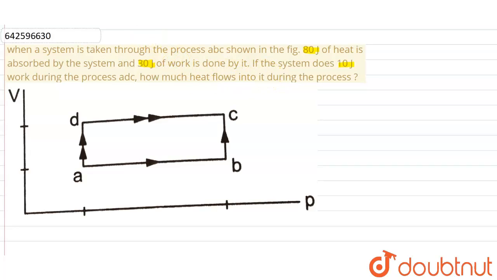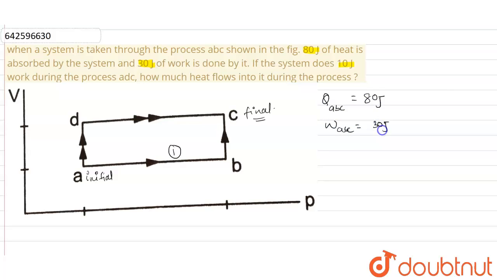Okay, so we have been given a graph where A is the initial position and C is the final position. We are taking a system through the process ABC. Let us suppose it has path number 1, that is ABC. We are going from A to C by using the path ABC. In this process the system absorbs a heat of 80 joules, and the system does a work of how much?